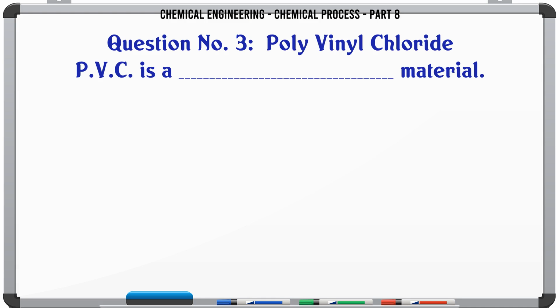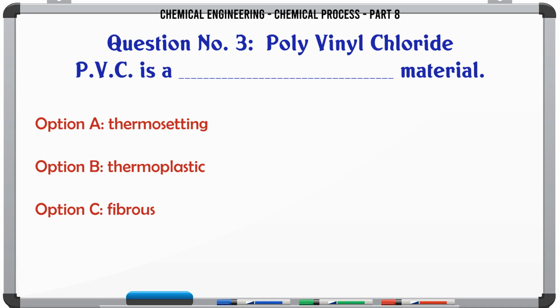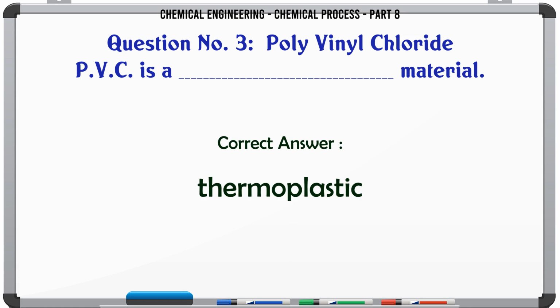Polyvinyl chloride (PVC) is a material A. thermosetting, B. thermoplastic, C. fibrous, D. chemically active. The correct answer is thermoplastic.